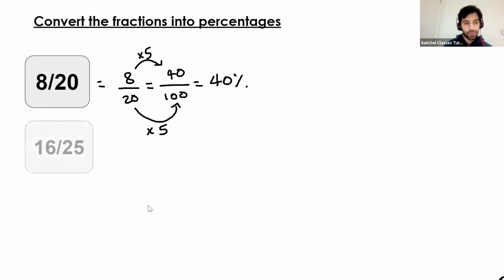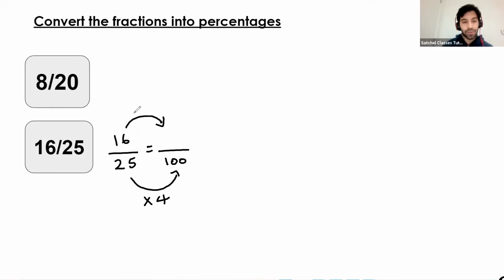Right, let's do another example. 16 over 25. I'm just going to clear all my writings for the above example. Now again, 16 over 25, is 25 a factor of 100? Does 25 go into 100? Yes, it does. It goes into 100 4 times. So I would have to multiply both the denominator and the numerator by 4. So 16 times 4 is going to be 64. 64 over 100 is going to be 64%. All right, let's do one more.